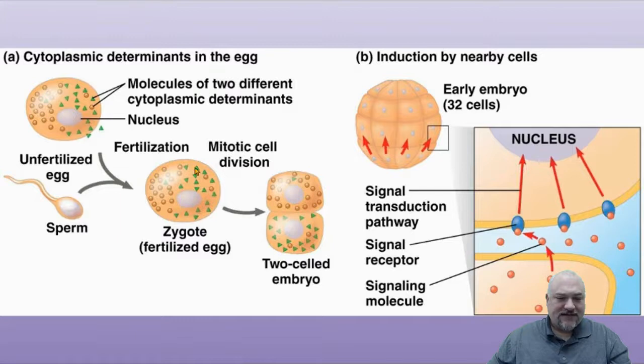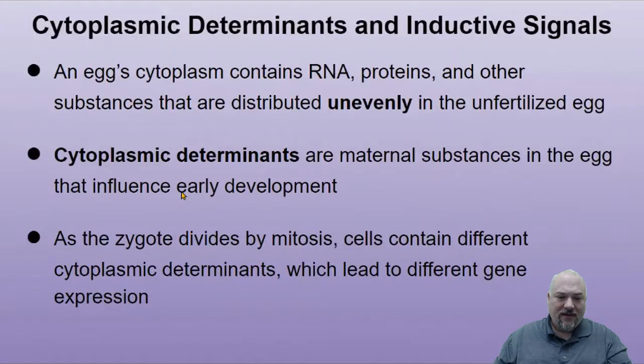Then we've got a fertilized egg, a zygote, and when it goes through the first mitotic division, if it divides right down here, you notice how this daughter cell has a lot more of the round ones, and this one has a lot more of the green ones, and that starts to lead to some of that differentiation we were talking about, just because of the uneven distribution of these determinants in the egg. Okay, so that's what we're talking about here.